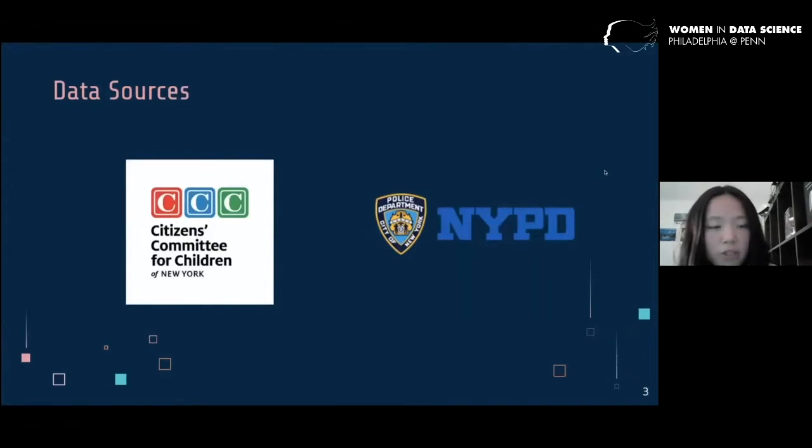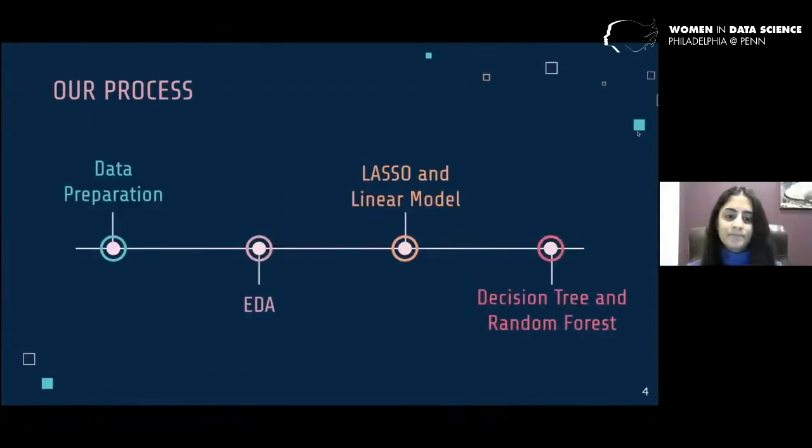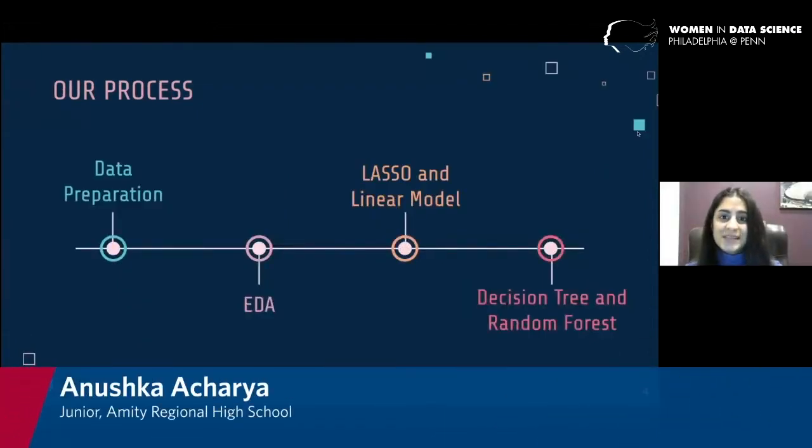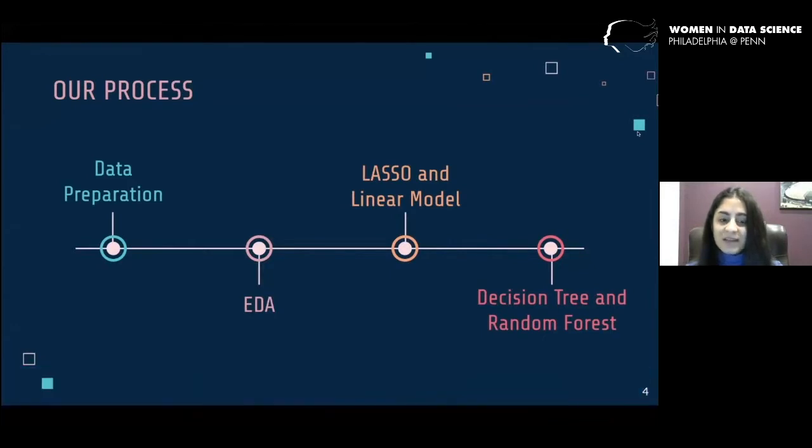We focused on two different data sources for this project. The first one being the Citizens Committee for Children of New York, and the second one being the New York Police Department. Our steps for this project were data preparation, exploratory data analysis, using Lasso Regression to create a linear model, and finally we ran a decision tree and random forest model.